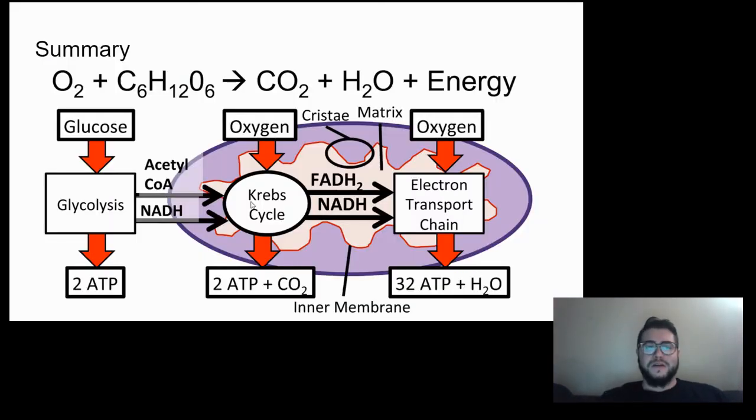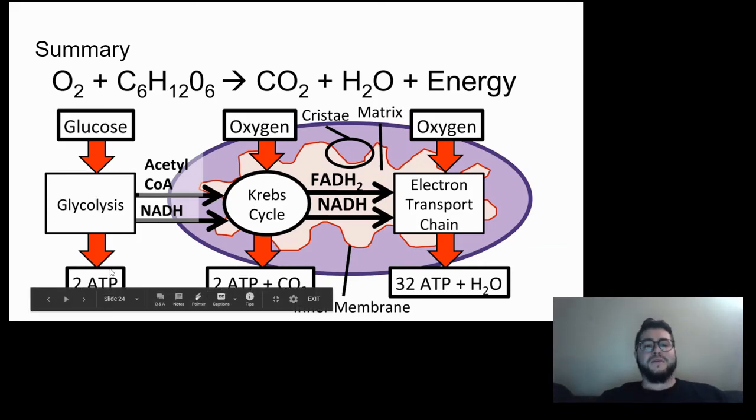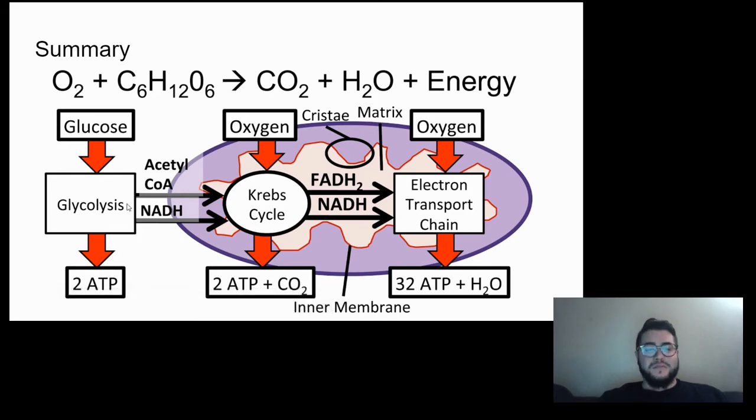So this is our summary of cellular respiration. You should be able to look at this and understand it based on what we just talked about. First step here is called glycolysis. Glucose is broken down. You get two ATP molecules. Pyruvate is made, and that eventually gets turned into acetyl coenzyme A. That is used and broken down in the Krebs cycle.